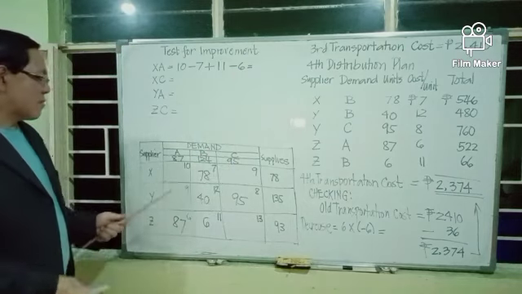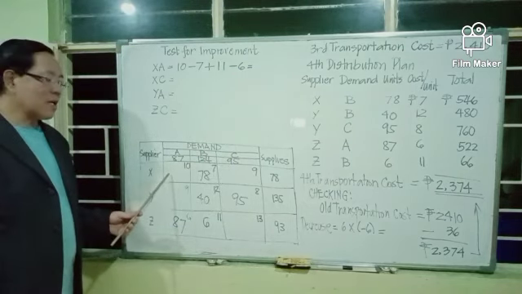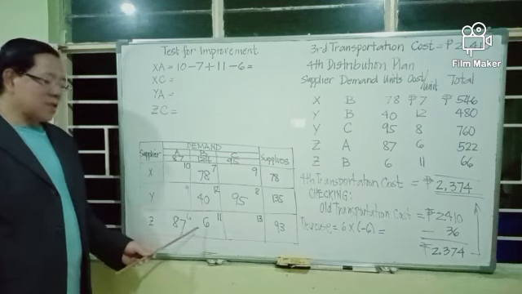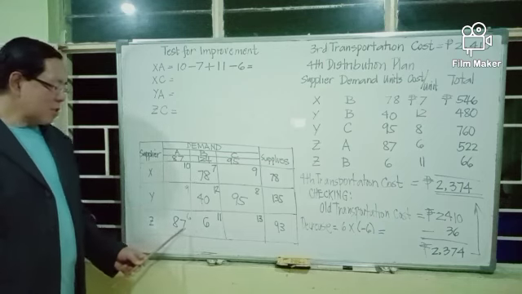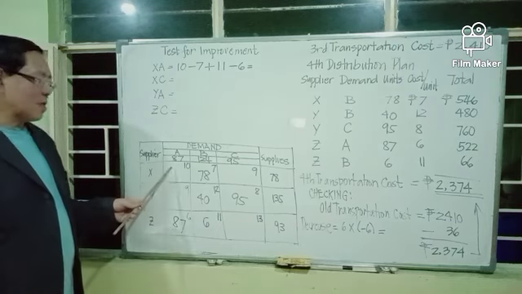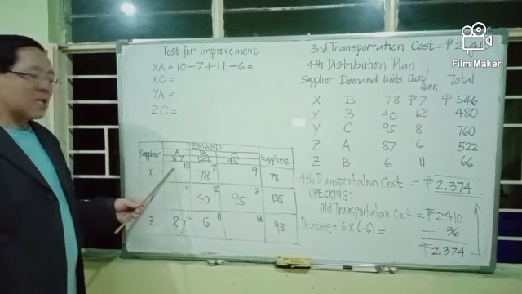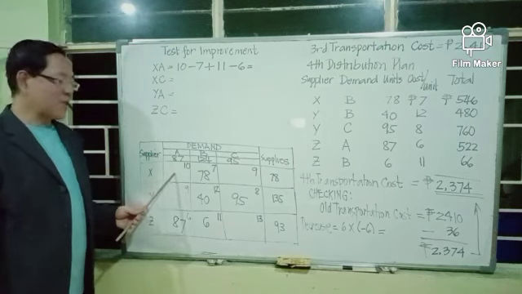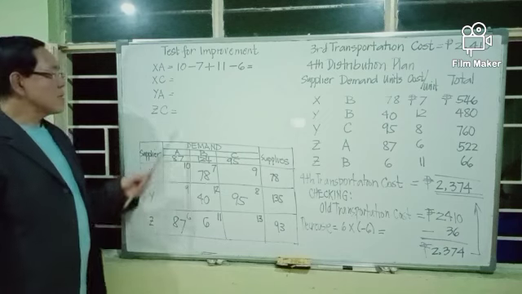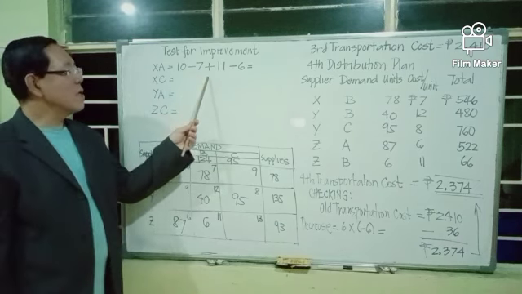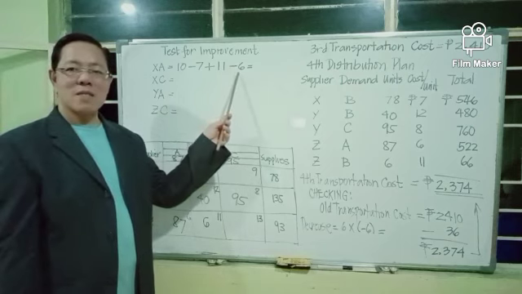Again, the closed path for this vacant cell XA is horizontal to the right, vertically downward to 6, horizontal to the left to 87, and vertically upward from 87 straight to the vacant cell XA. We compute the net cell cost for the vacant cell XA. We have 10 minus 7 is 3, plus 11 is 14. 14 minus 6 is 8.